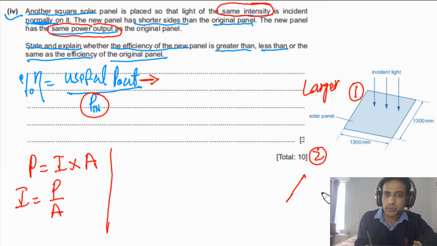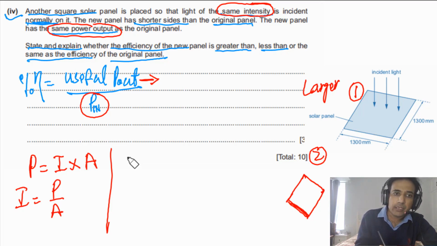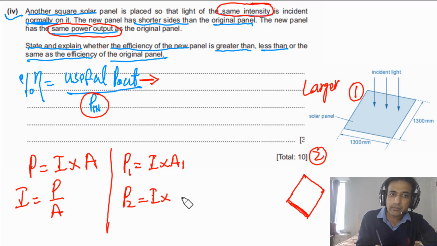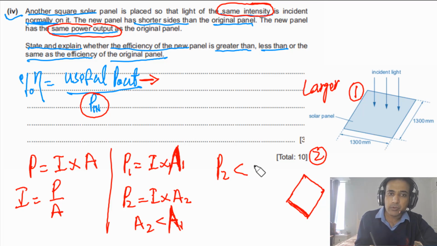So simply we can draw here. So the second one is the shorter one. So this is our second panel. So this area is shorter. For panel 1 we can say P1 is equal to I times A1. And for the second panel P2 is equal to I times A2, but A2 in this case is smaller. So this area is bigger. As A2 is smaller than A1, it means that P2 is also smaller than P1.